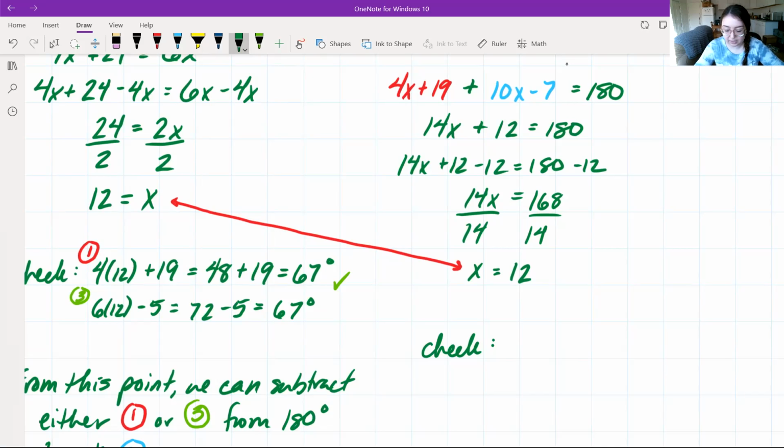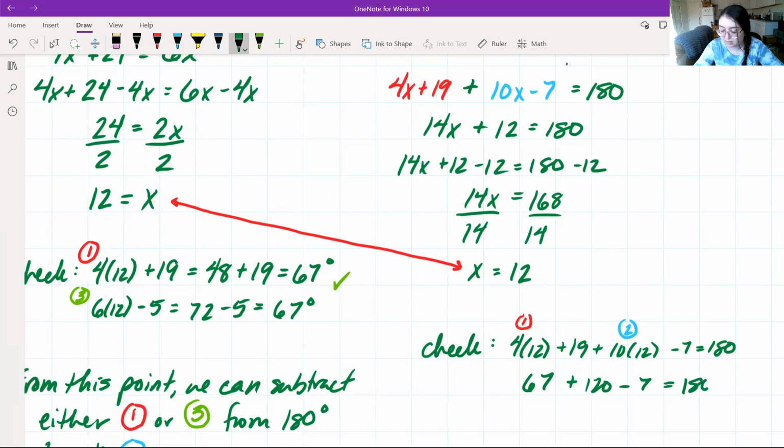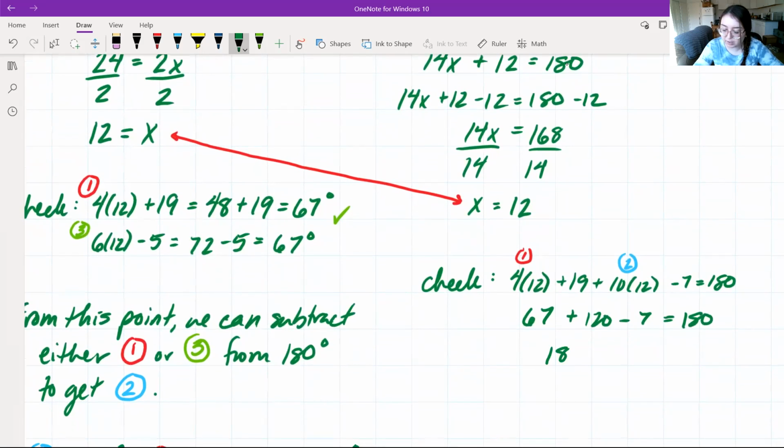So we can plug 12 into our original equation, which was 4x plus 19 plus 10x minus 7 is equal to 180. So we had here, this was angle 1 and this was angle 2. We know what 4 times 12 plus 19 is because we did it in our last problem. It's 67 plus 10 times 12 is going to be 120 minus 7. And we add these values, we get 187 minus 7, which is equal to 180.